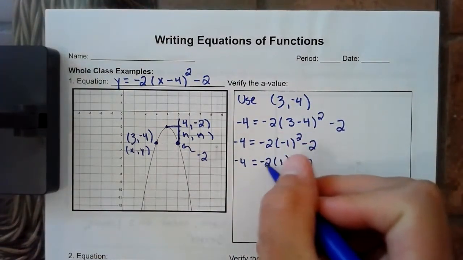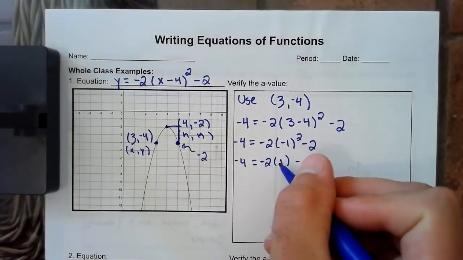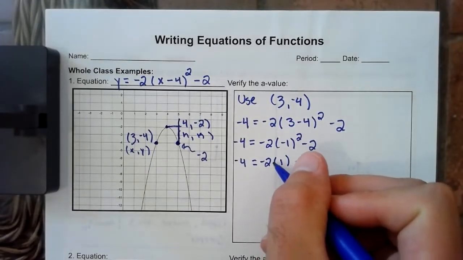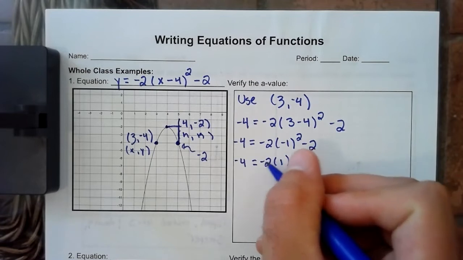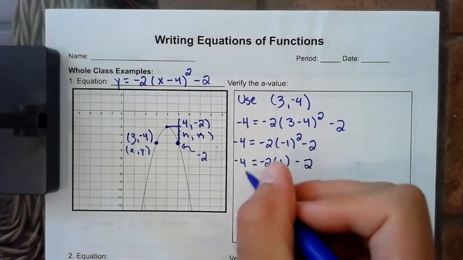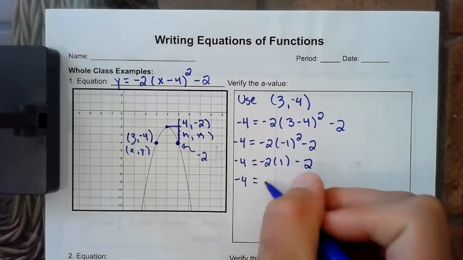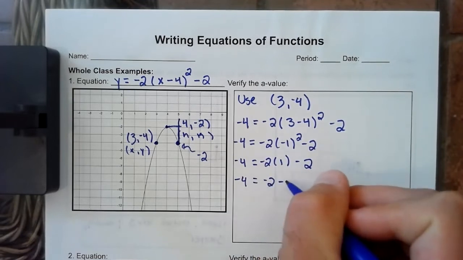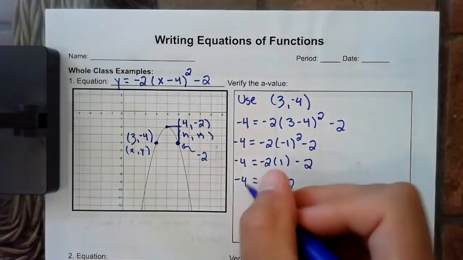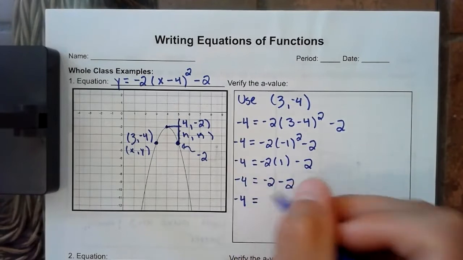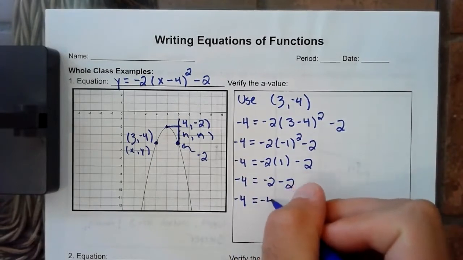Then we have multiplication. If we do not have an operation between parentheses and a number, it's multiplication there. So this is -2 times 1. We write that out, which is -2, and we're going to subtract 2. And just like we wanted, -2 minus 2 is -4.